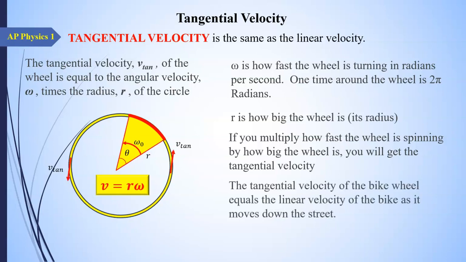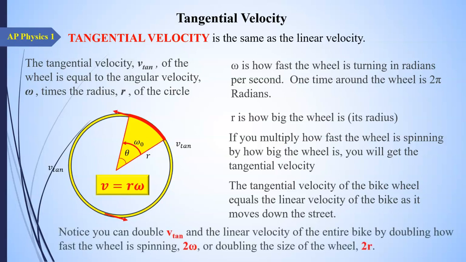velocity. The tangential velocity of a bike wheel equals the linear velocity of the bike as it moves down the street. So if you know the tangential velocity of that wheel, that tells you the overall velocity of the entire bicycle moving down the street. Notice you could double the tangential velocity and the linear velocity of the entire bike by doubling how fast the wheel is spinning, that's 2 times omega, or doubling the size of the wheel, 2r.